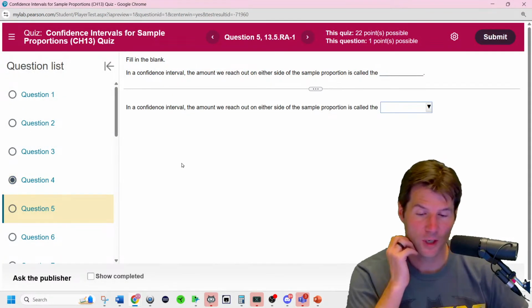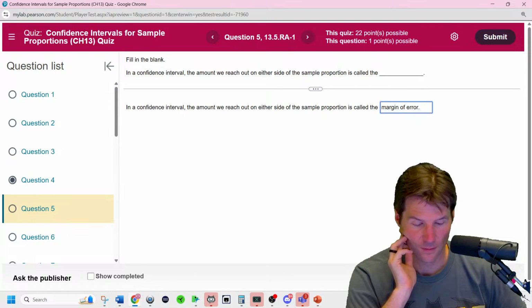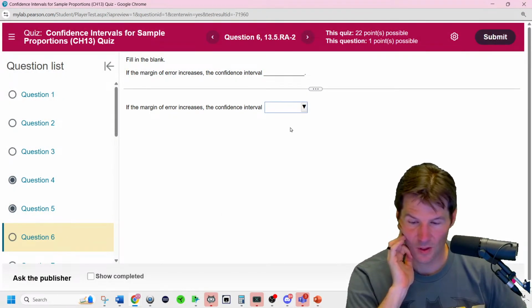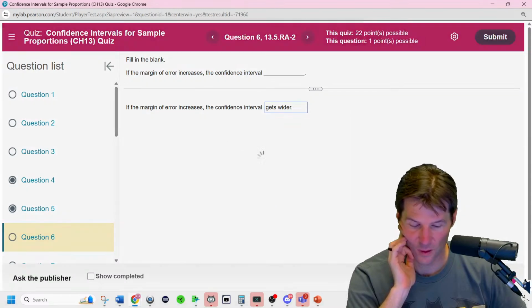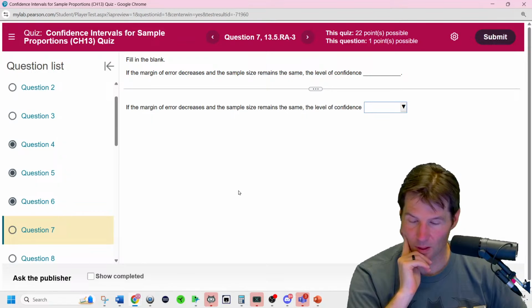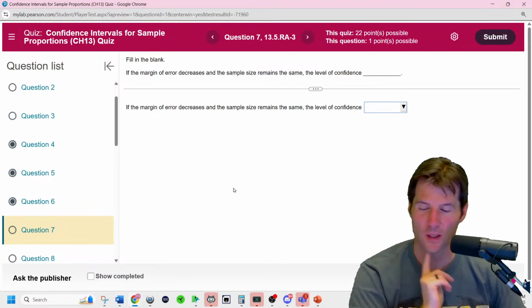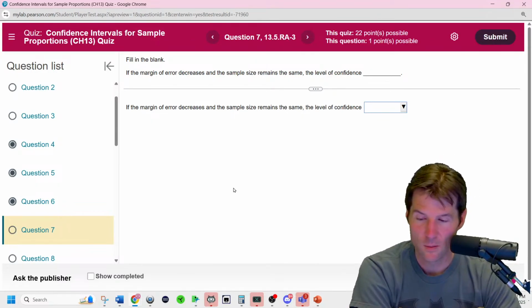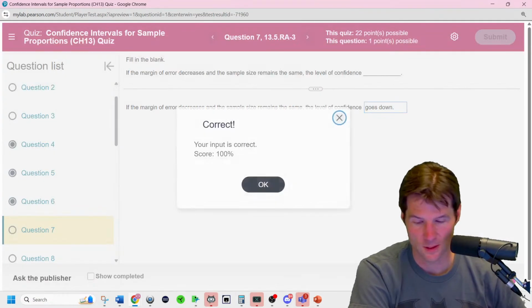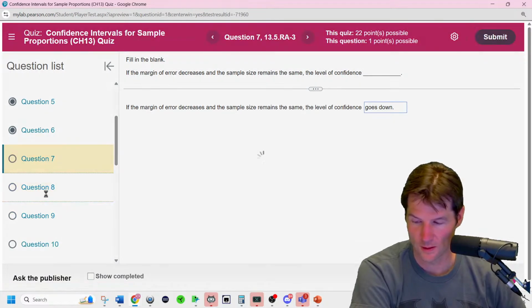In a confidence interval, the amount we reach out on either side is called the margin of error. Easy, fun questions. If the margin of error increases, the confidence interval gets wider. Margin of error is plus or minus. If the margin of error decreases and the sample size remains the same, the level of confidence... That's so weird. If the margin of error goes down and the sample size hasn't changed, it would have to be because the level of confidence got smaller. Because it's saying the margin of error went down, but the sample size didn't change. It's a weird way to phrase it.